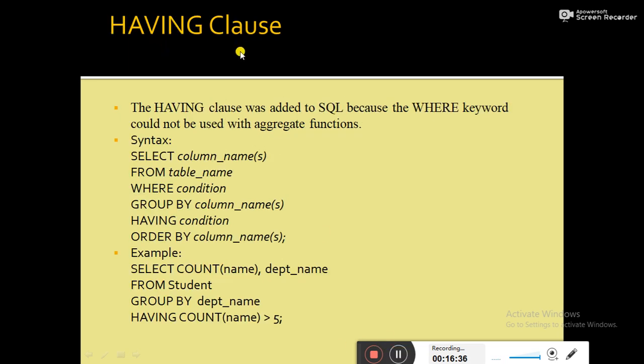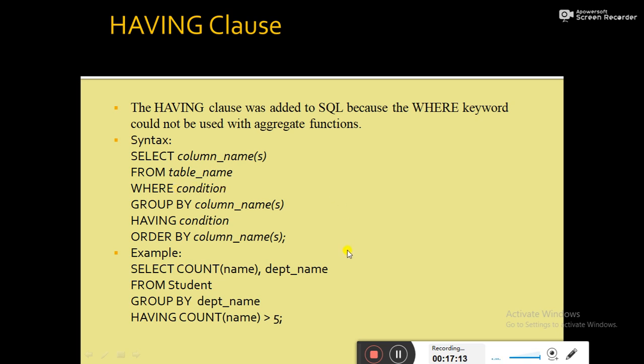The next topic is the having clause. The having clause was added to SQL because the where keyword could not be used with aggregate functions. Let me clarify the point. Now actually what is the purpose of the where clause? Where clause helps us to select the specific set of records based on a certain condition. Means it performs the filtering job. It will filter out some records based on a certain condition. It will select only a specific set of records that satisfy the condition.